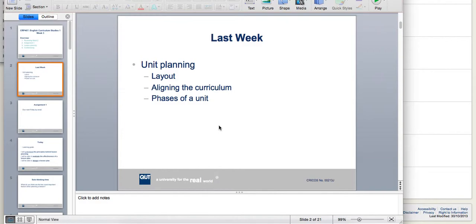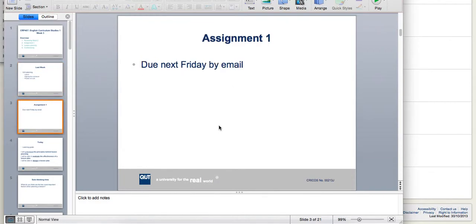I think that's very important, and that will give you some ideas about the kinds of activities and learning experiences that you could suggest for each lesson across the unit, and making sure that the lessons are sequenced in a way that builds students' capacity to complete that assessment task. So last week was about unit planning. Remember that your assignment is due next Friday by email, and that's the same for both internal and external students.